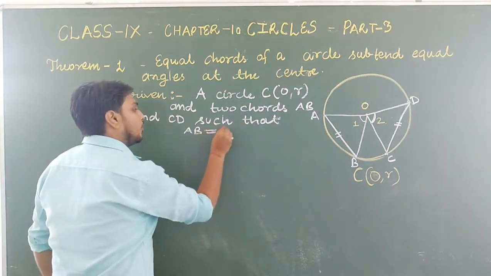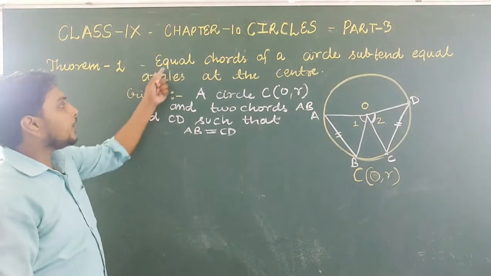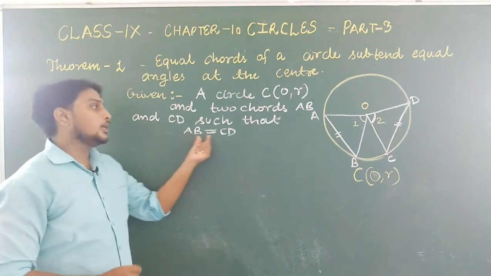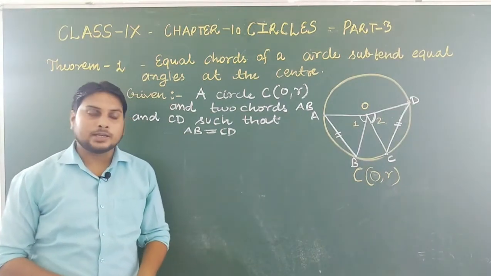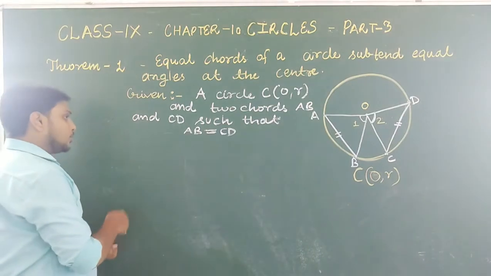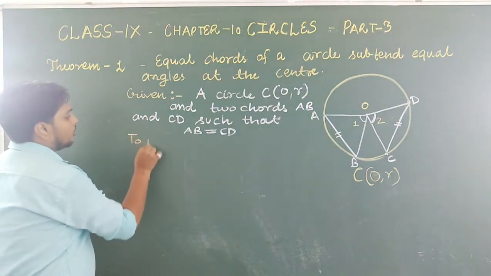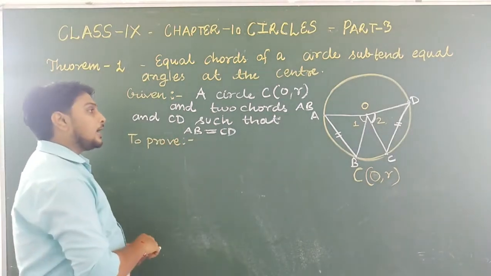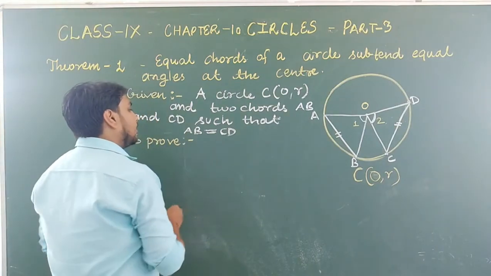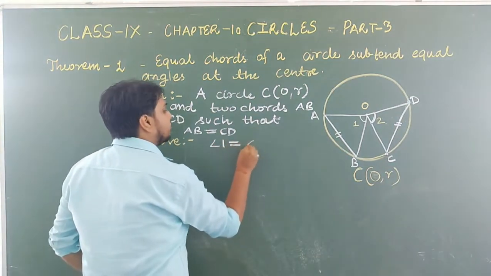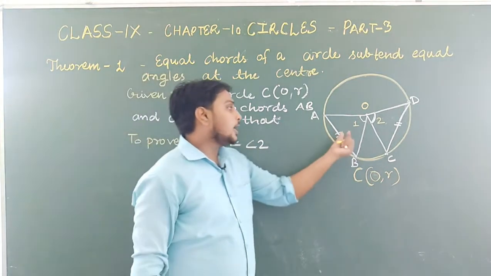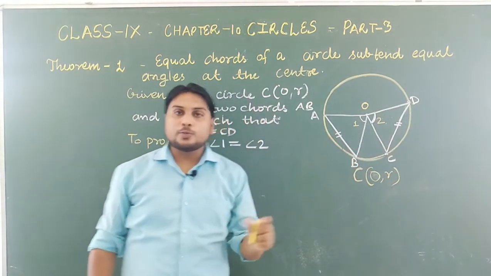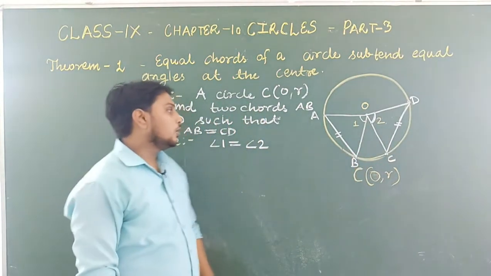Means what, students? You can see the statement of the theorem. It is written that the chords are equal. So if the chords are equal, it is clear that AB is equal to CD. Okay. Now students, what is to prove? We have to prove that the angles subtended by the chords are equal, means we have to prove that angle 1 is equal to angle 2. Because we have supposed that the angle formed by this chord is angle 1 and the angle formed by this chord is angle 2. So we have to prove that angle 1 is equal to angle 2.